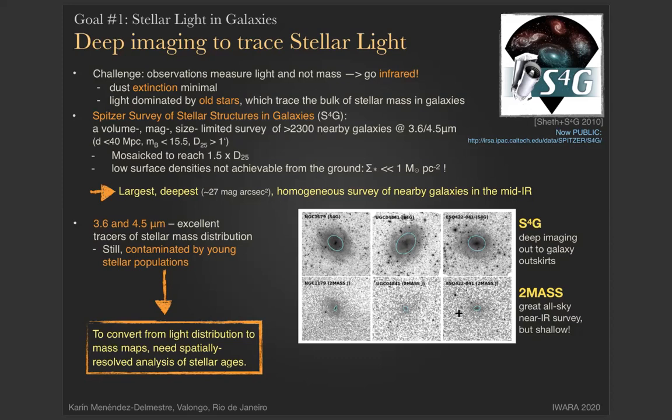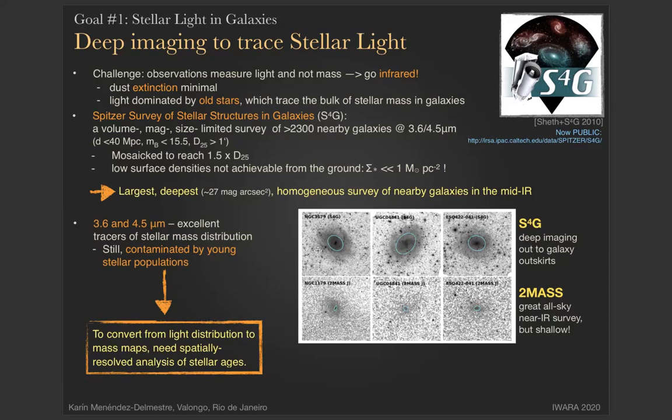These 3 galaxies were also imaged by the 2-micron all-sky survey, which was what we had before, a really great all-sky near-infrared survey, but it was a shallow survey. We learned a lot about galaxies, and we continue learning a lot about galaxy evolution, but you can see how S4G greatly surpasses it in terms of depth. I mean, S4G is done from space, 2MASS from the ground.